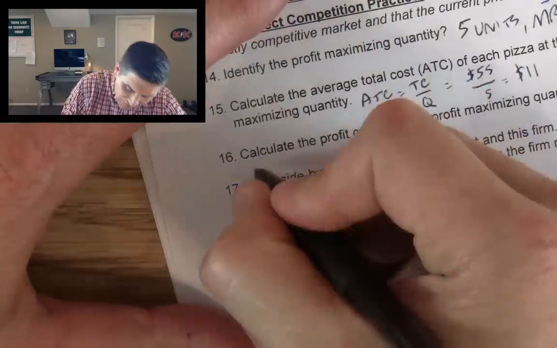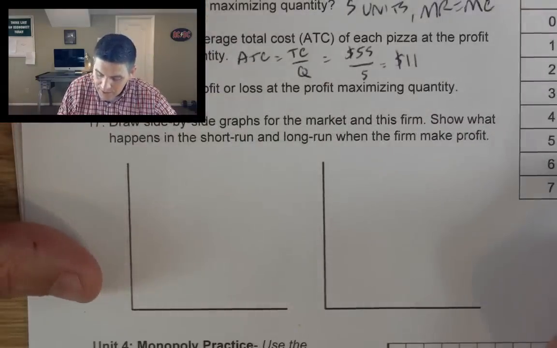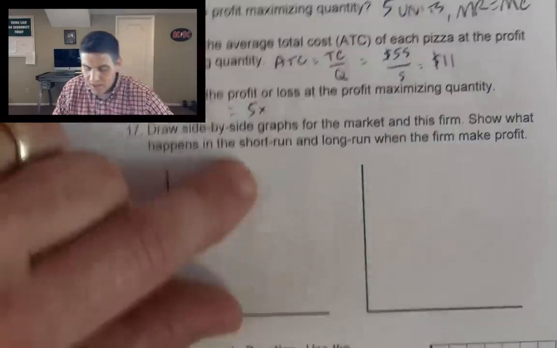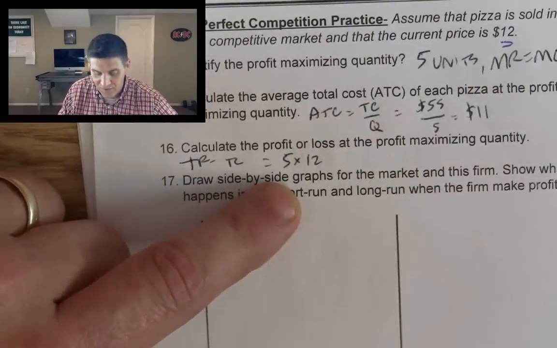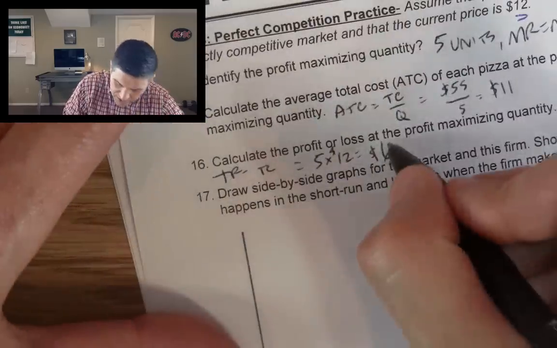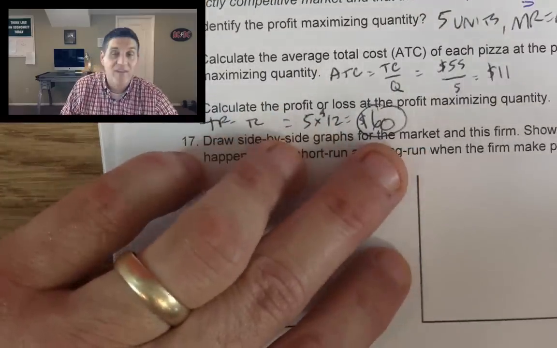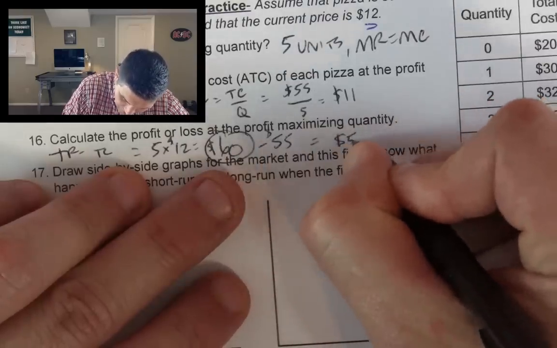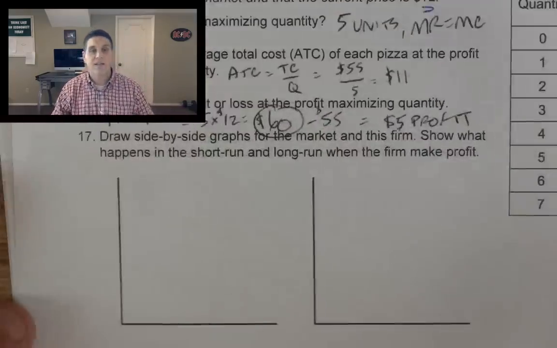So calculate profit. Profit is the total revenue minus the total cost. We know the quantity. We already got it: the quantity is 5. So total revenue is the quantity of 5 times 12, where 12 is the price. So $60 is the total revenue, but that doesn't tell us the profit. We know the cost is 55 because that was given. So 60 minus 55 gives you $5 of profit. All right, $5 of profit being made. There it is. That's the right answer to that.